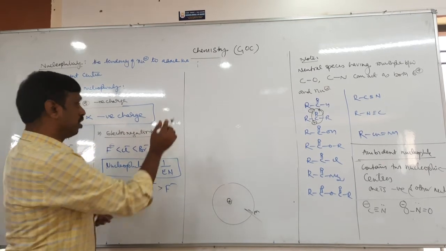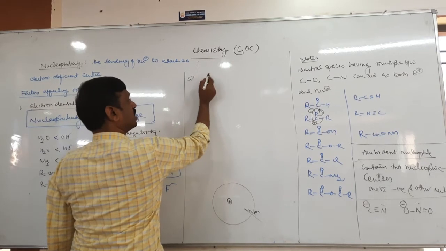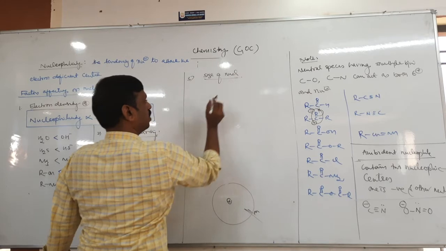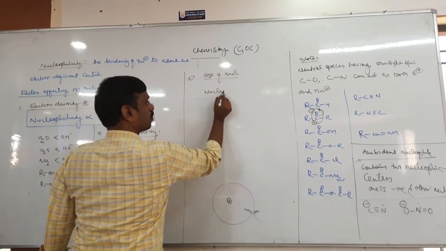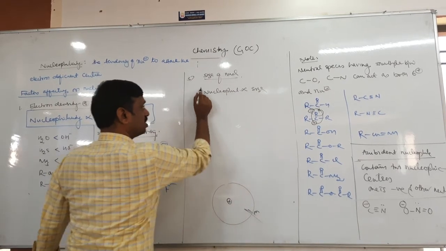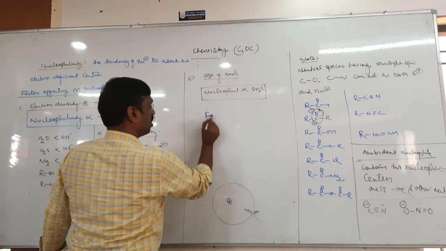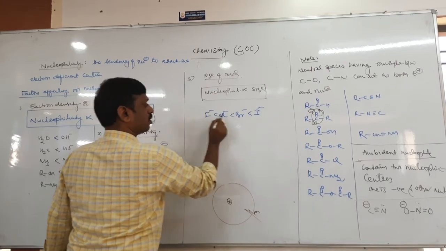So that means the third factor is atomic size, or what is the size of the nucleophile? Size of nucleophile. Tell me, what is the relation? Nucleophilicity is directly proportional to size, right? As the size increases, nucleophilicity increases. The same example, F minus, Cl minus, Br minus, I minus can be taken.